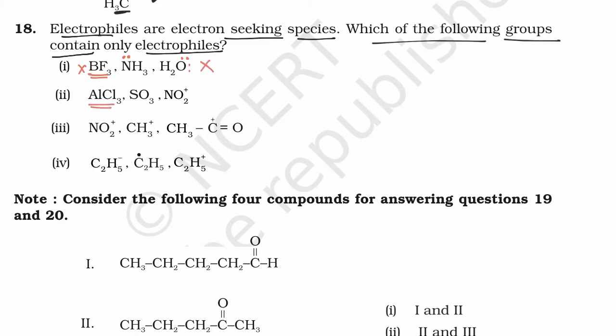Now AlCl3 has a vacant orbital, SO3 has a vacant d orbital, and NO2 positive has a vacant orbital. So they all have vacant orbitals and they will all act as electrophiles. Now NO2 positive, CH3 positive, and acyl carbocation all have vacant orbitals, so they will all act as electrophiles. Now in this case, C2H5 positive acts as an electrophile, C2H5 negative acts as a nucleophile, and C2H5 radical is neither an electrophile nor a nucleophile, and hence the correct answer is 2 and 3.